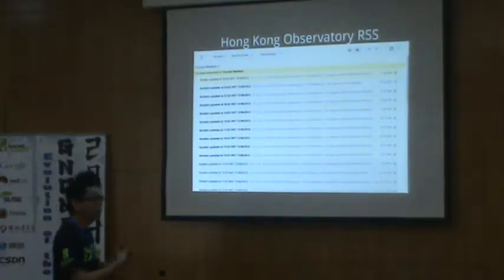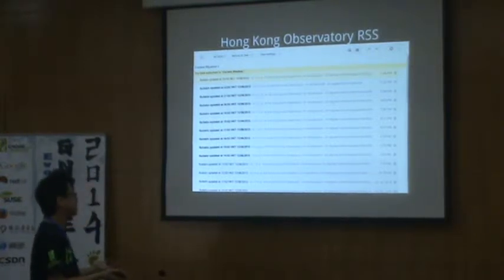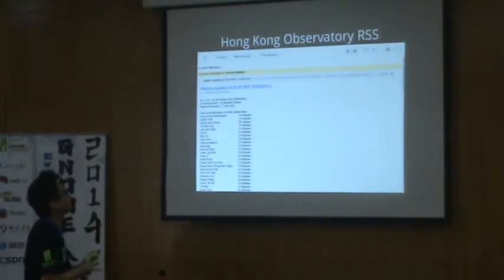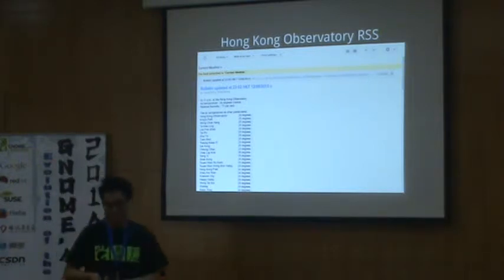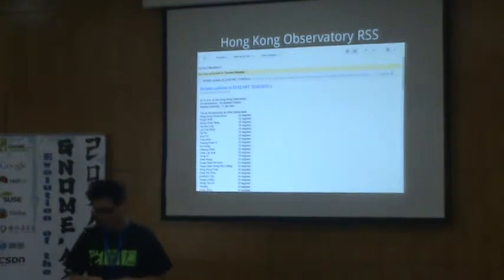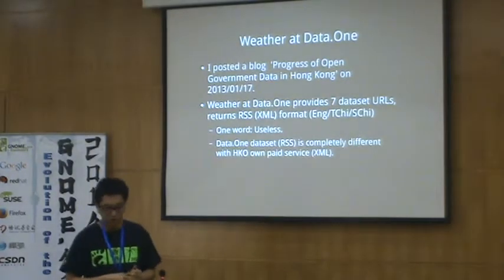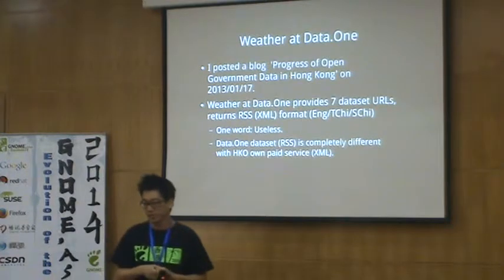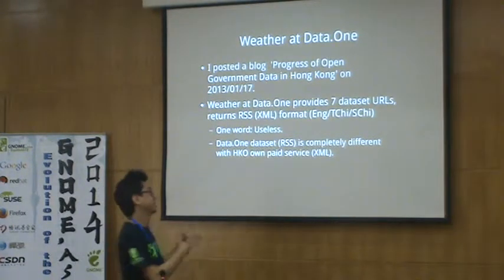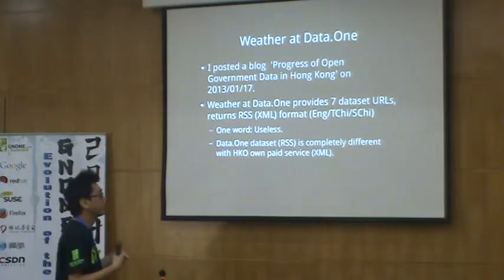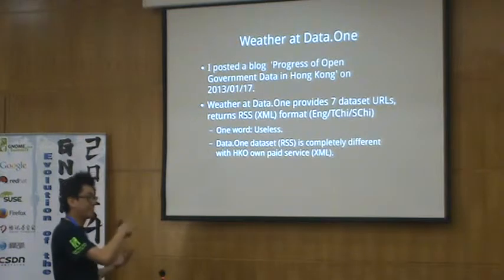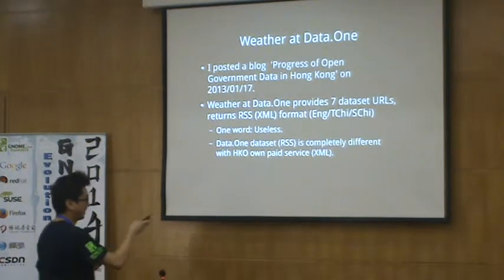You can only use RSS readers to subscribe to their dataset to read this kind of report by your eyes. So it is not readable by computer software. So I posted a blog on my website to talk about the progress of open government data in Hong Kong last year, and I said that the weather information at data.one only provides 7 datasets to return up at the speed. So one word to describe the weather information provided by the Hong Kong government is useless.